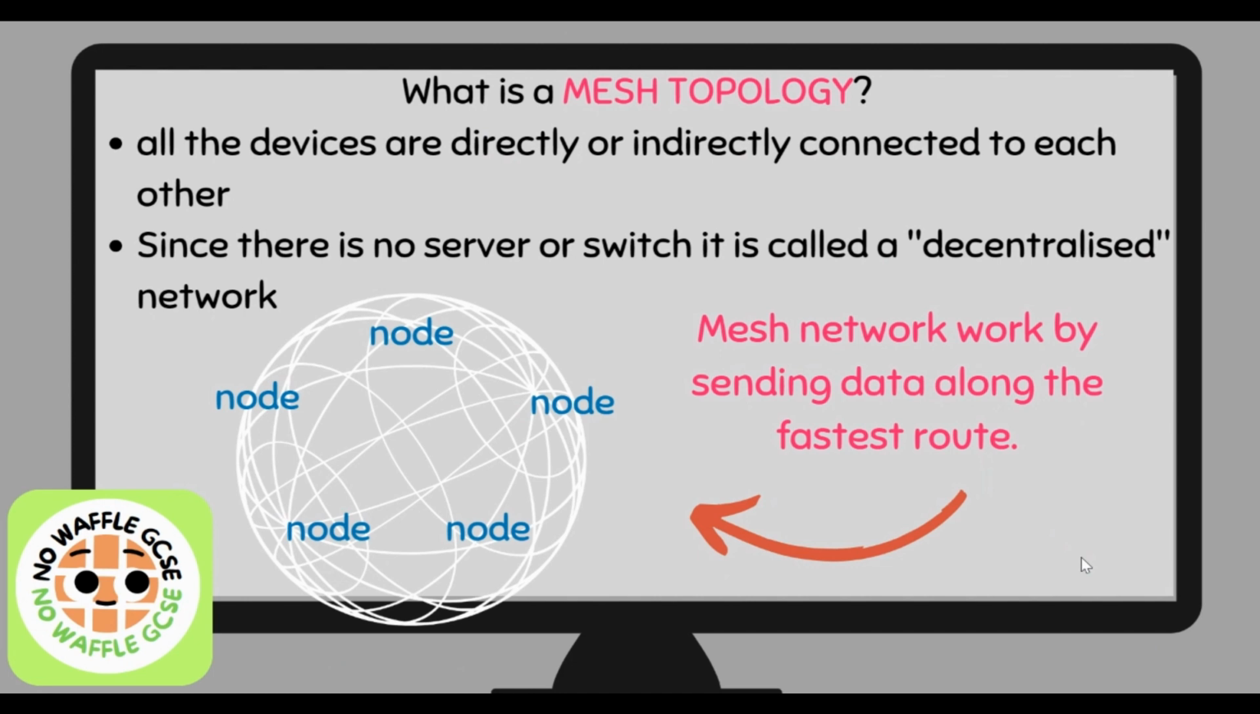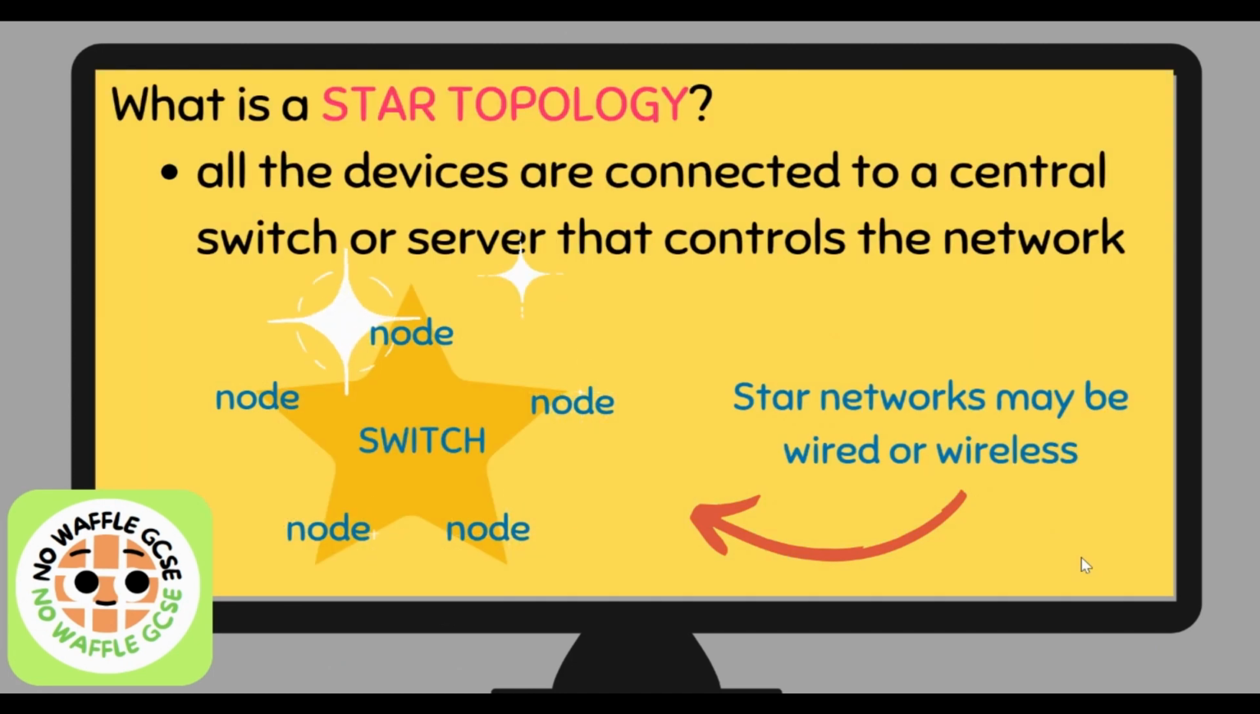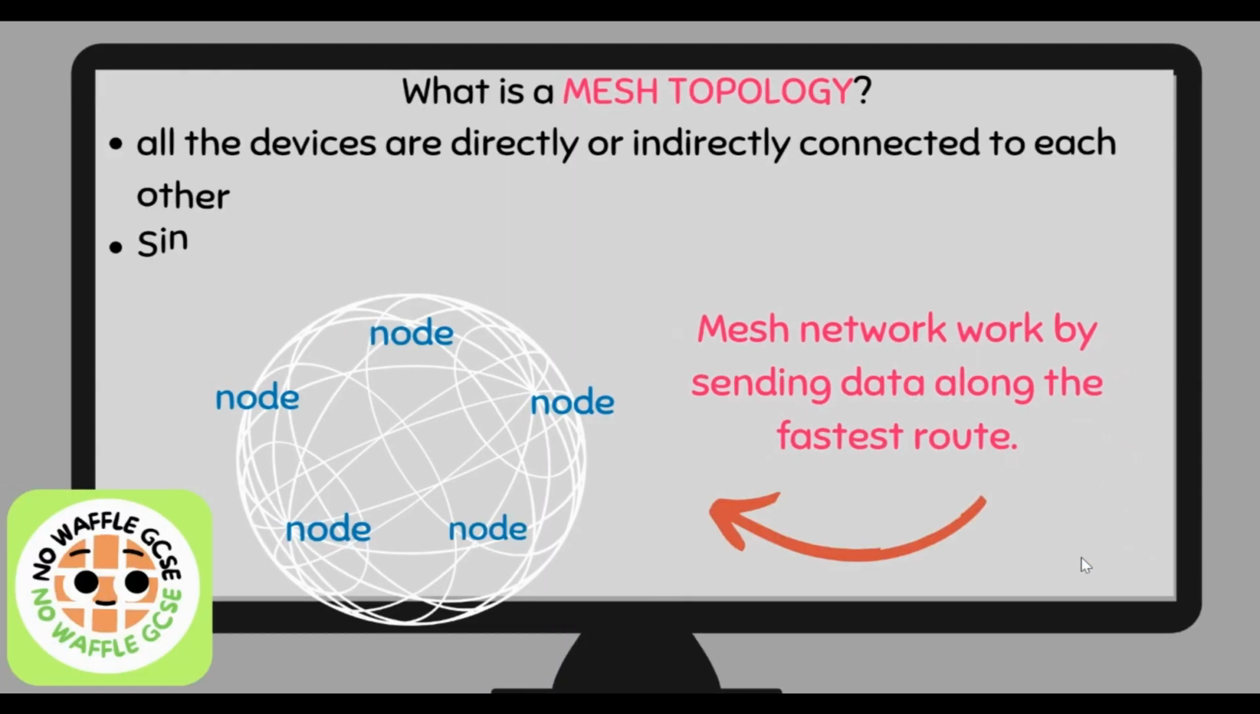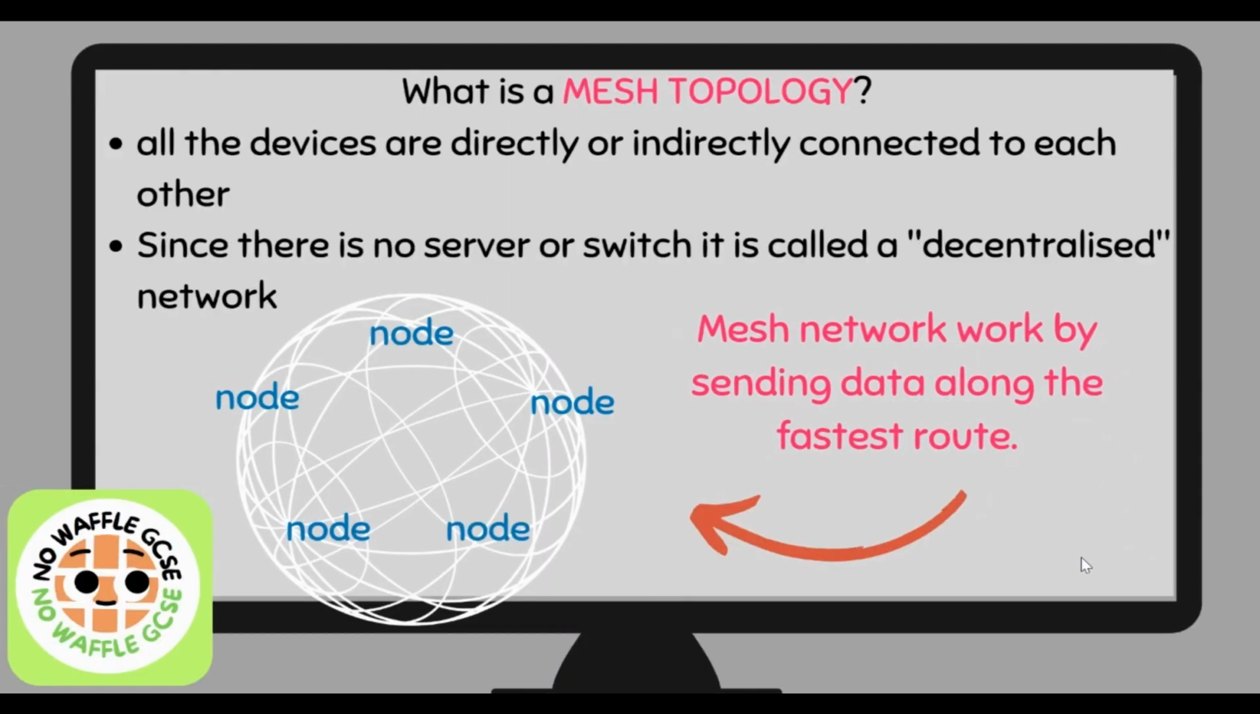So, for example, think of a star topology as each node being a student and the switch being a teacher. So you can easily directly ask your questions to the switch. Whereas in a mesh topology, there is no teacher, so you just pass around your messages to your fellow students instead of directly to a teacher.